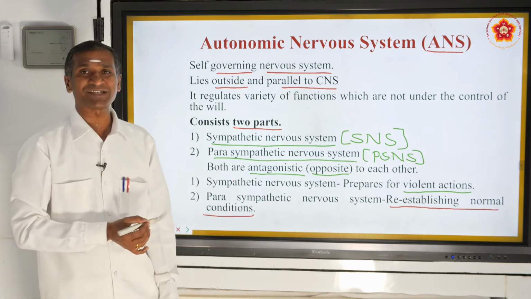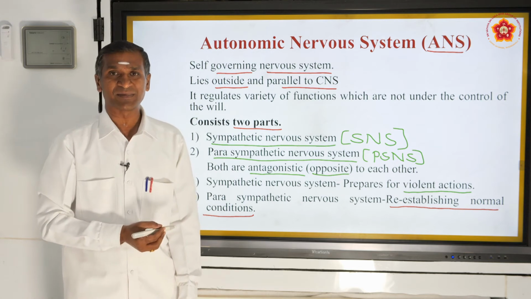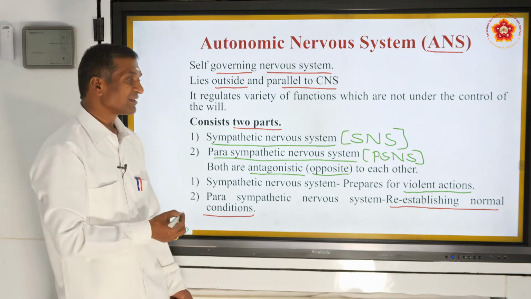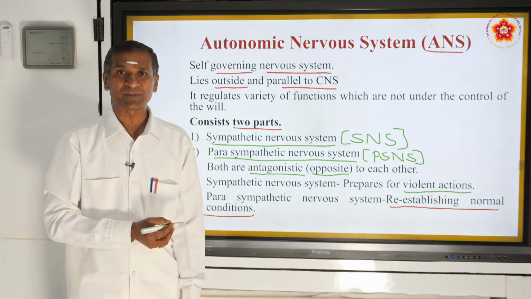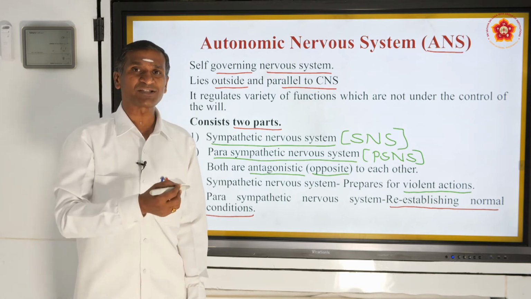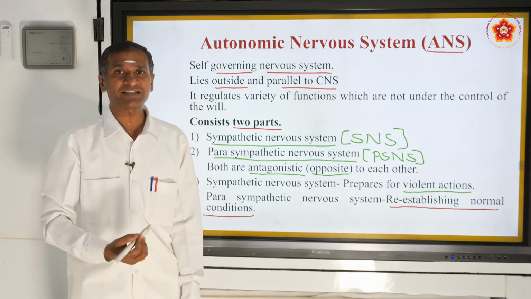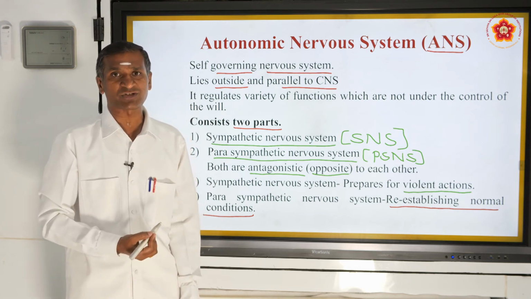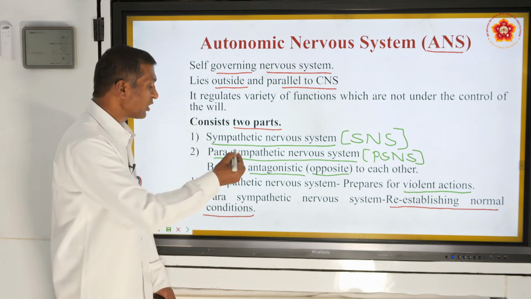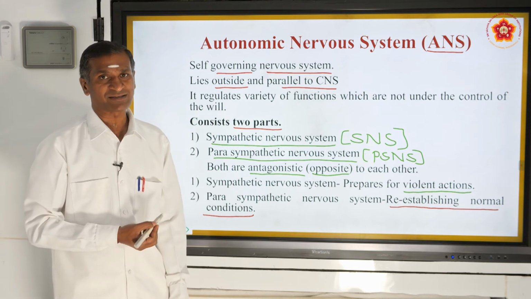Because of the sympathetic and the parasympathetic nervous system, the body functioning will be normal as well as violent. Immediately the violent actions come to normal, or the normal actions immediately move on to the violent actions. All because of these two systems in the autonomic nervous system.